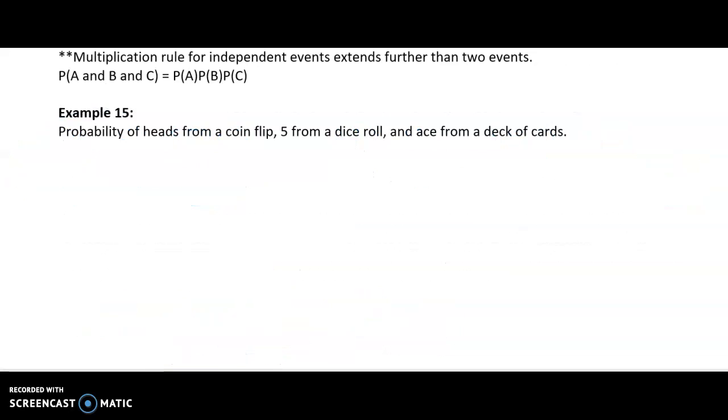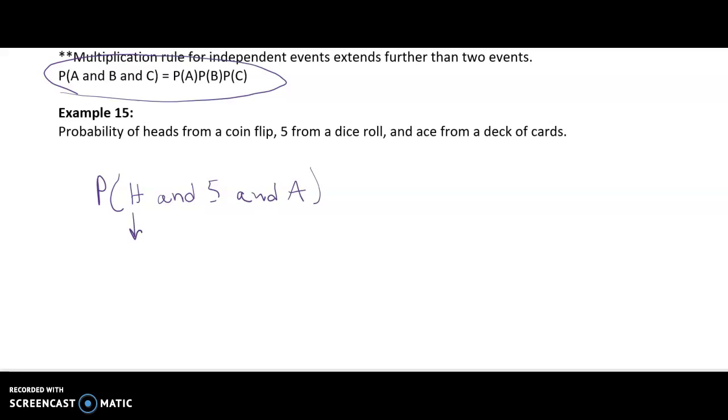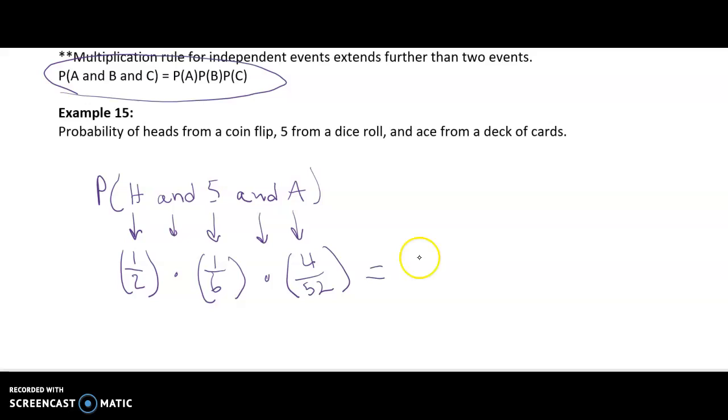Our multiplication rule works for more than 2 events, as we can see here in example 15. Find the probability of a heads from a coin flip and a 5 from a dice roll and an ace from a deck of cards. The probability of a head from a coin flip is 1/2 and tells us to multiply. Probability of a 5 from a dice roll will be 1/6 and tells us to multiply. And probability of an ace from a deck of cards, well, that's 4 out of 52. Multiply across. Get 1 out of 156, which is approximately 0.006.